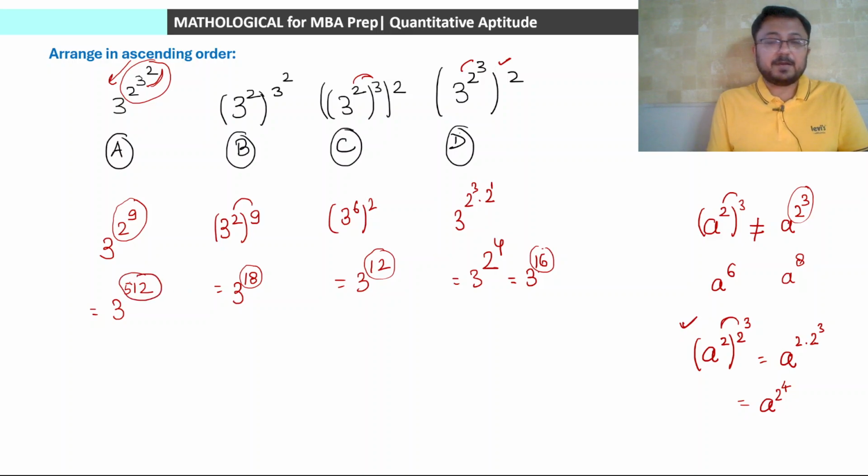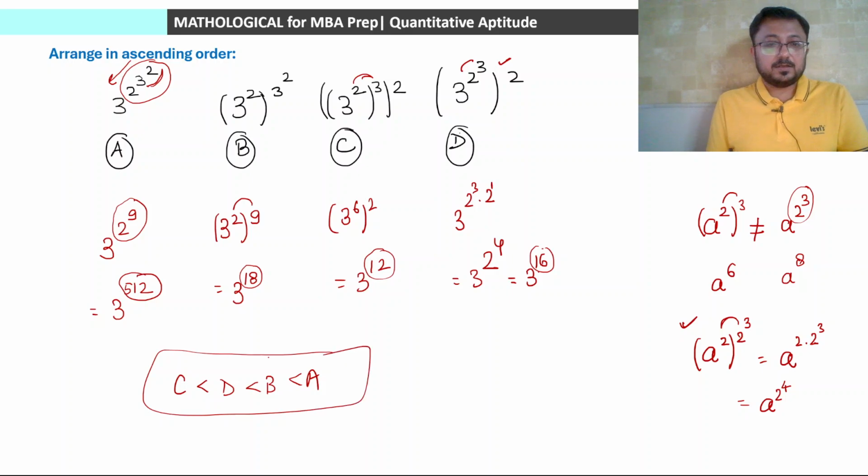Clearly, larger the power, greater will be the number. So A is the largest number, smallest number will be C, then D, then B, and lastly A. C, D, B, A will be the correct ascending order of these numbers. Clear? Okay. Next question.